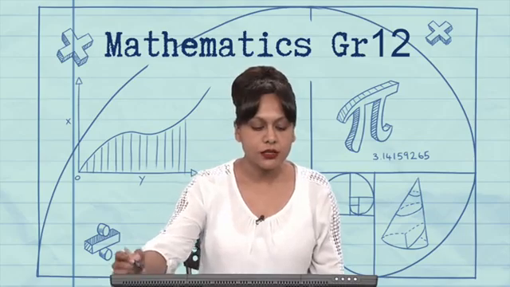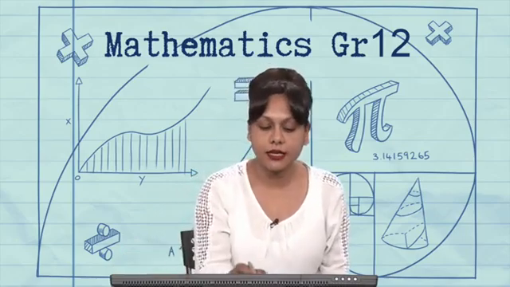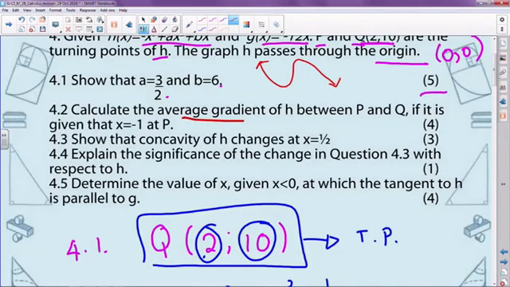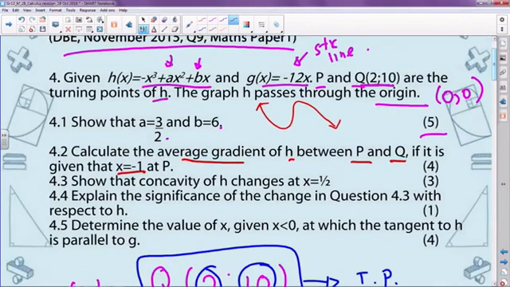All right. So this is now question 4.2. They say calculate the average gradient of h between p and q if it is given that x is equal to -1. So you've got p as one of your turning points. You've got q as the other turning point. They're asking you to find the average gradient between those 2 points. It simply means find the gradient of the straight line that can be drawn between those 2 points.